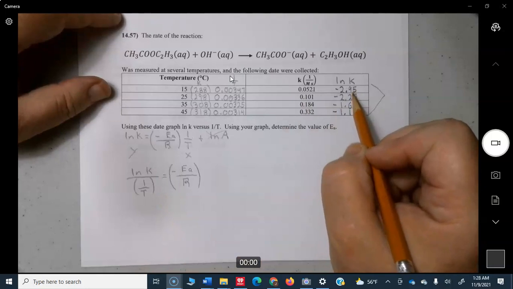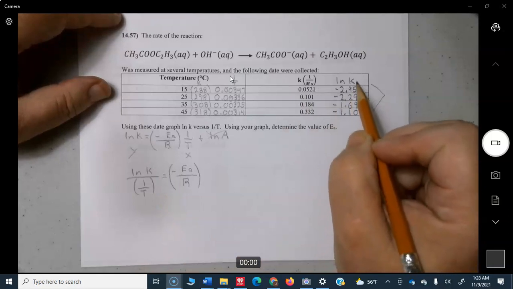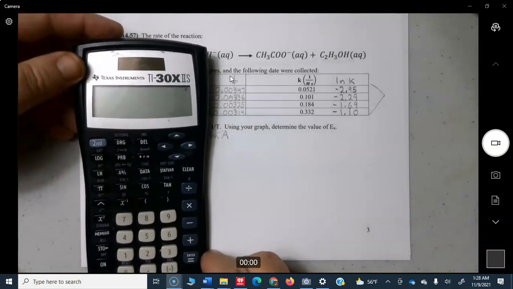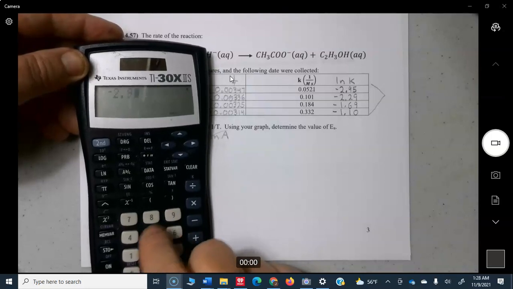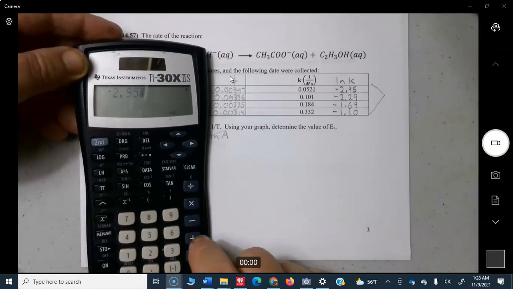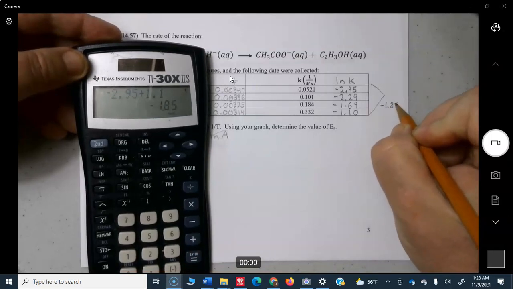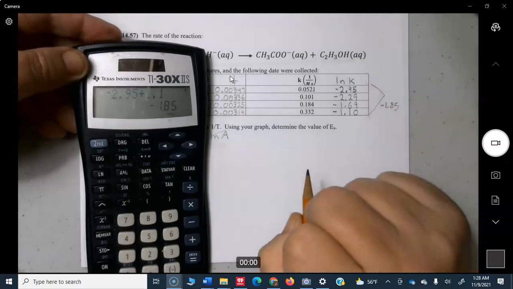So we're going to take these numbers and take the difference between the biggest and the smallest here. So that's going to be negative 2.95 minus negative 1.1, but I'm going to call that plus 1.1. You're subtracting a negative. And that gives you negative 1.85. That's the difference between these two right here.